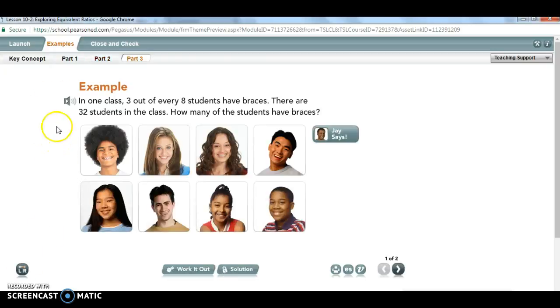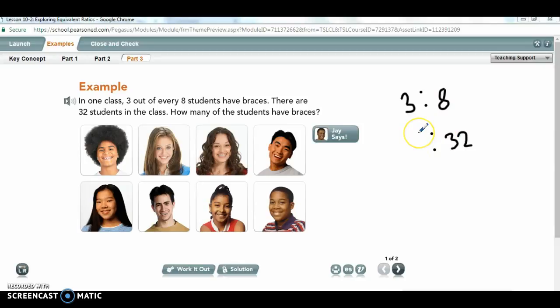Moving on to our last part. In one class, 3 of every 8 students have braces. There are 32 students in the class. How many of the students have braces? So 3 to 8 students have braces. And if there are 32 students in the class, we know that's our total. And so we want to know how many are going to have braces.